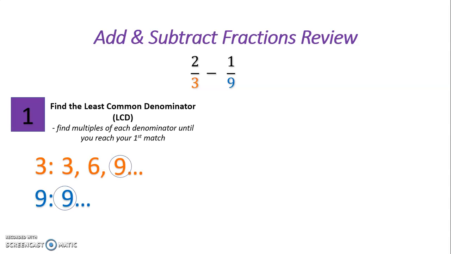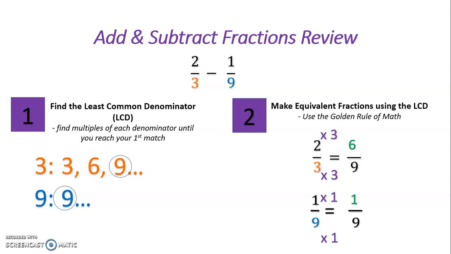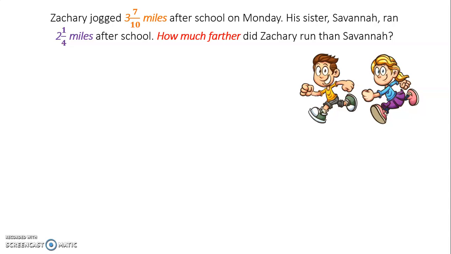In step 1, we will find the least common denominator, or LCD, which means we will find multiples of each denominator until we reach our first match. In step 2, we will make equivalent fractions by using the LCD. We will follow the golden rule of math, which means that whatever we do to the denominator, we will also do to the numerator. You can review these steps in part 1 and part 2 of adding and subtracting fractions and mixed numbers. Let's take a look at a real-world scenario.